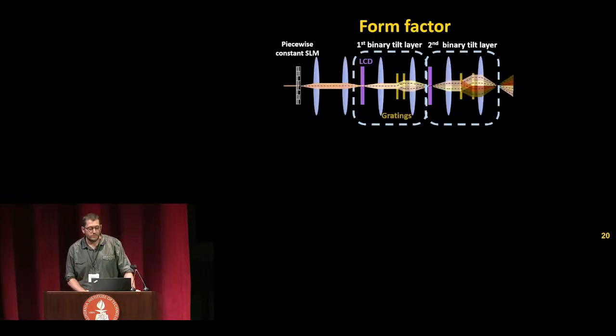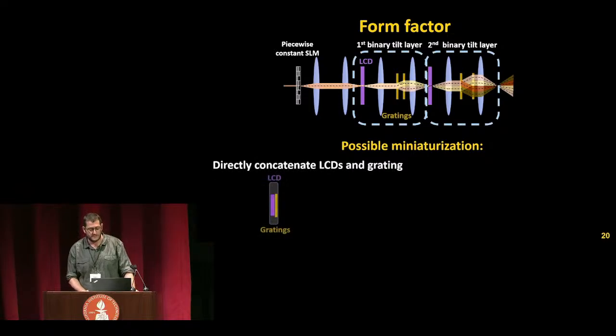So, our current prototype containing 2 binary tilt layers and a phase SLM is quite bulky. The reason is it's based on imaging each LCD into the next one with a 4F system. We propose 2 alternative futures for reducing the size of our current setup. The first is to remove the 4F system and simply concatenate the LCD to the grating.